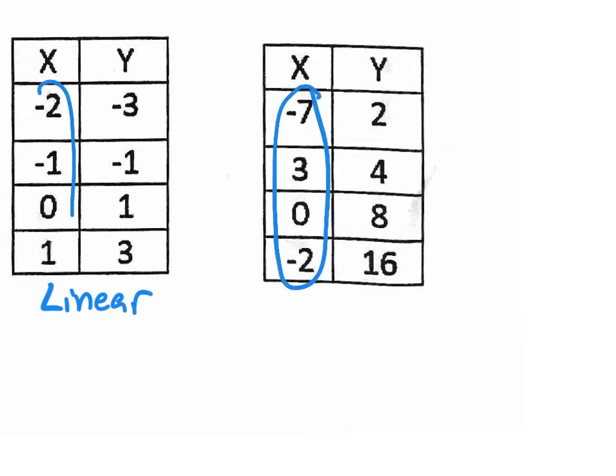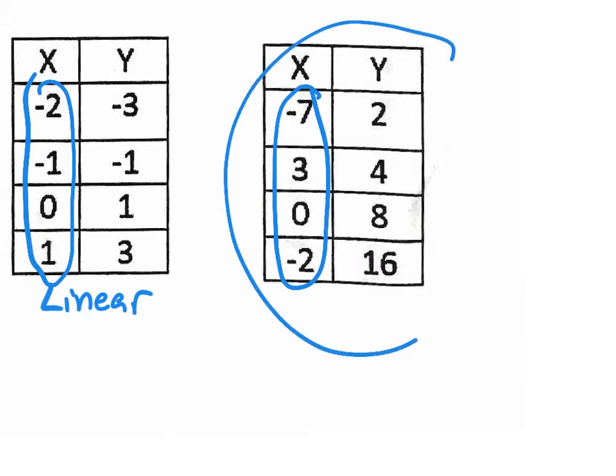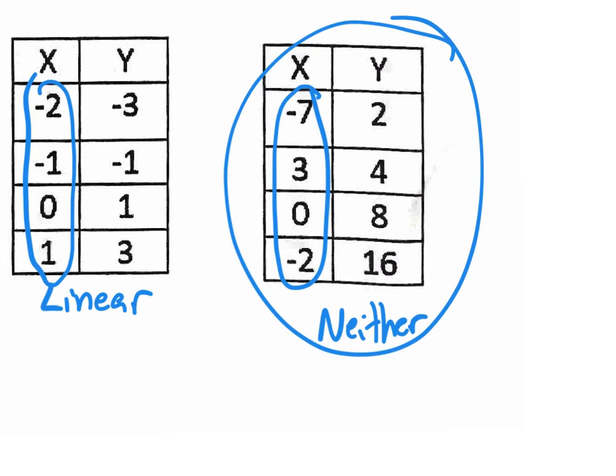Like over here, we have the -2, -1, 0, and 1. So those are in order. These are not in order. So you can't even analyze this. So you would just say neither or none. That's just a relation. Who knows what that is, right? I'm done.